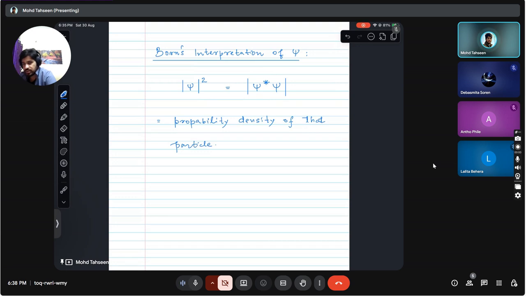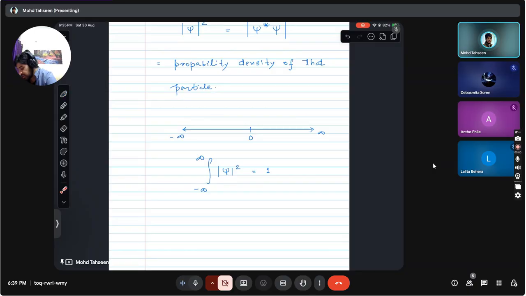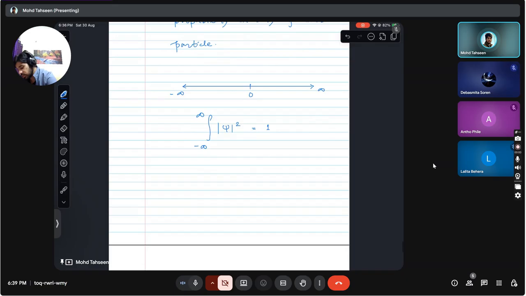So if we assume that there's some one-dimensional domain which goes off to infinity in one direction, minus infinity in the other direction, and there is some origin where we start. What he said was that if we take this mod psi square and we integrate it between minus infinity to infinity, it should be equal to 1. And this is called the normalization, and physically it means that the particle has to be somewhere in this domain from minus infinity to infinity.